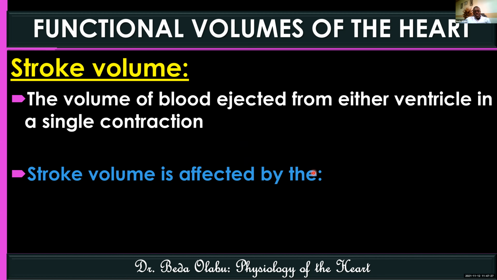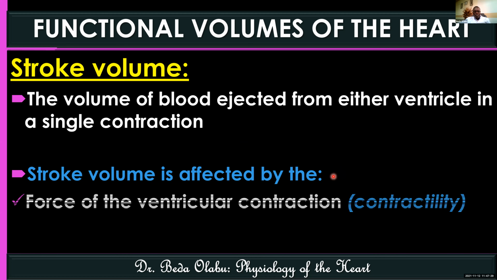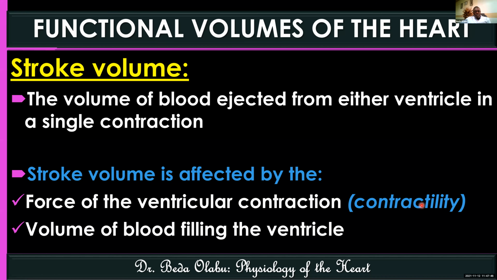The stroke volume will be affected by a number of things. For example, the force at which the ventricles are contracting, we call that contractility, or remember, we call that inotropy. Also, the volume of blood that is filling the ventricles. The volume of blood that's filling the ventricles is called the preload. We are going to talk about it. And that one is affected by the blood volume as well.